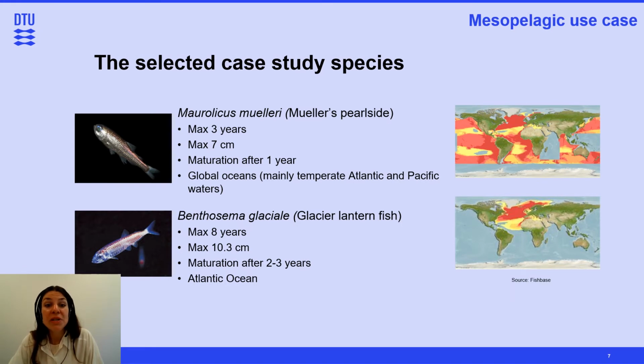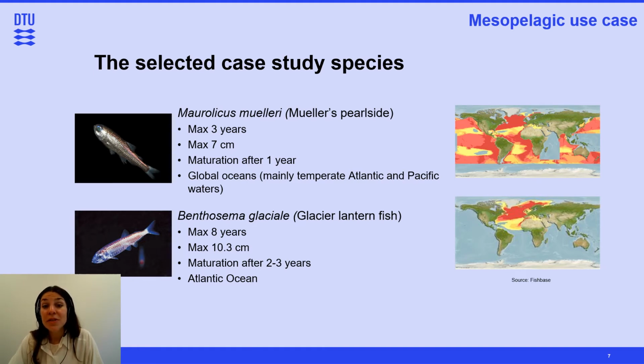The two main species of interest for potential exploitation in the North Atlantic region are Maurolicus muelleri or Müller's pearlside and Benthosema glaciale or the glacier lanternfish. Those are the two most abundant species in the region and are interesting target species due to their high fat content. Maurolicus is a small and short-lived species which reaches a maximum age of approximately 3 years and matures already after 1 year. Over its lifespan, it reaches a maximum size of 7 centimeters.